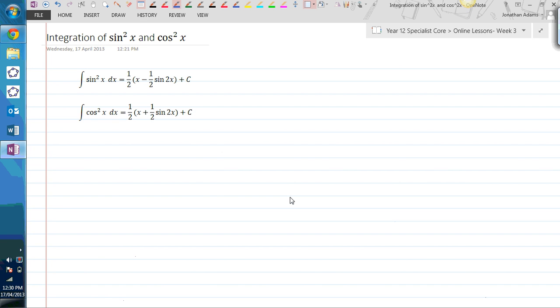Also this week we're going to look at the integration of sine squared x and cos squared x. And I've actually just straight away put up the two results that you need to integrate these. You can see that they look very similar. Both of them involve a half out the front and an x and a half sine 2x. The only difference, of course, is the sign in front of that.